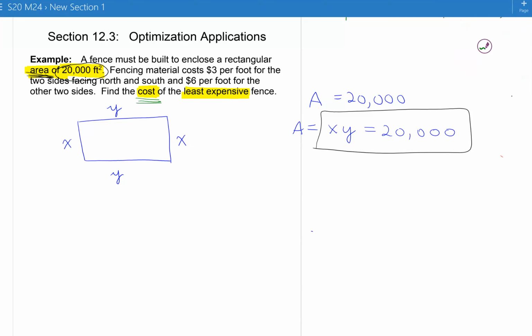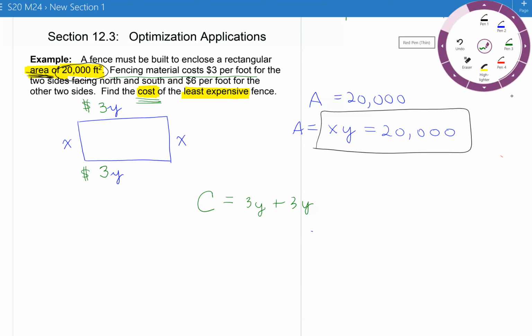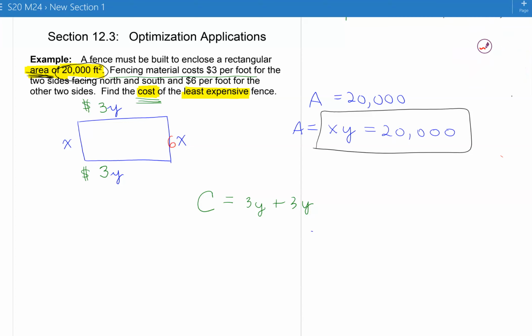So cost is what I want to minimize. So I need a cost function. It won't be of X at first. So we're given some more information in the problem that we haven't used yet. Fencing material costs $3 per foot for the sides facing north and south. So if it's $3 for each foot, and you have Y feet, then it's going to be 3Y dollars and 3Y dollars for those north and south sides. So that's going to be 3Y plus 3Y. And then the other two sides, the fencing material costs $6 for each foot.